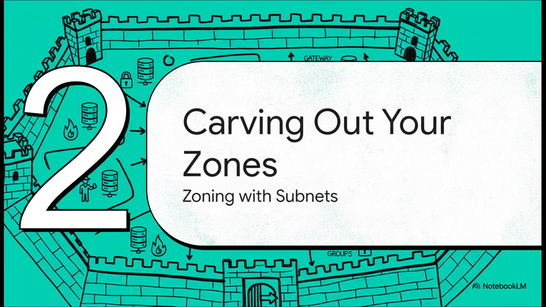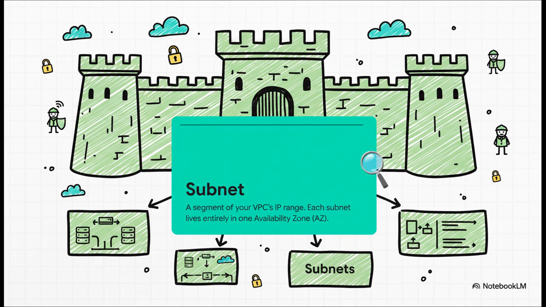Okay, so we've got our land. But we can't just throw everything into one big open field. That would be chaos. We need to zone it for different purposes. So now we start dividing our property into specific areas. And these zones, they're called subnets. A subnet is really just a smaller chunk of your VPC's total address space. But here's the crucial part. Each subnet lives entirely inside one single AWS availability zone. So by creating subnets in different zones, you're building in reliability and high availability right from the get-go.